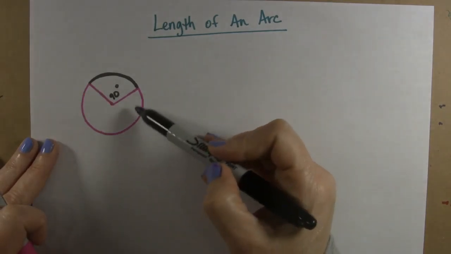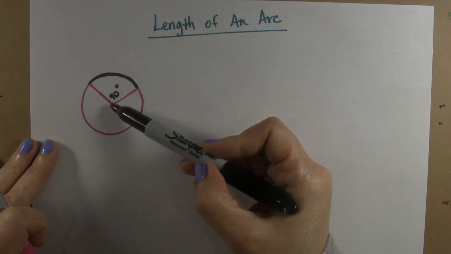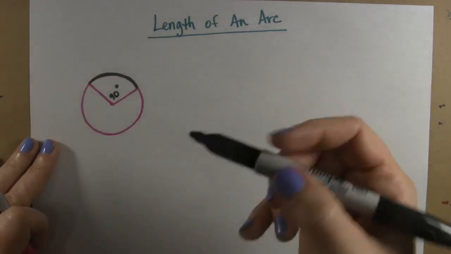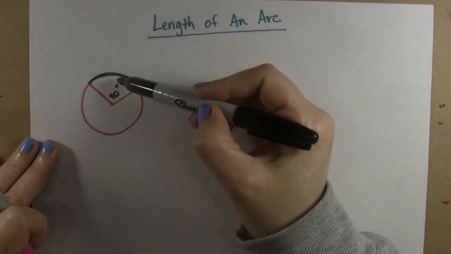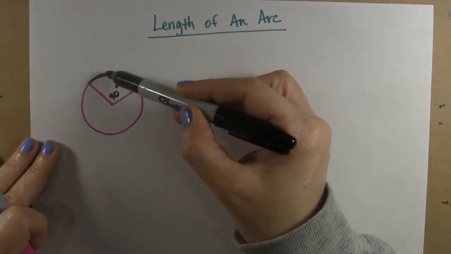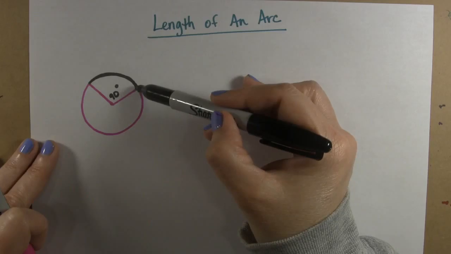So I've drawn a circle here, and we have a 90-degree angle, a central angle, with the vertex in the center. And what we are looking for is this portion of the circumference that I've labeled in black. If you could imagine that, we want to put a little fence up right here. How much fence do we need?